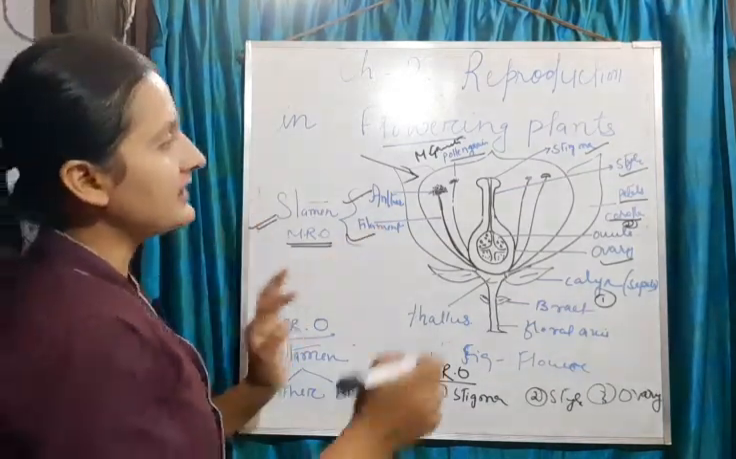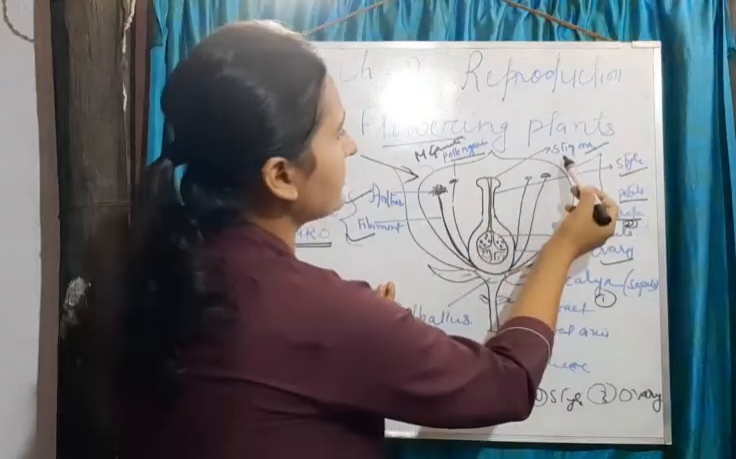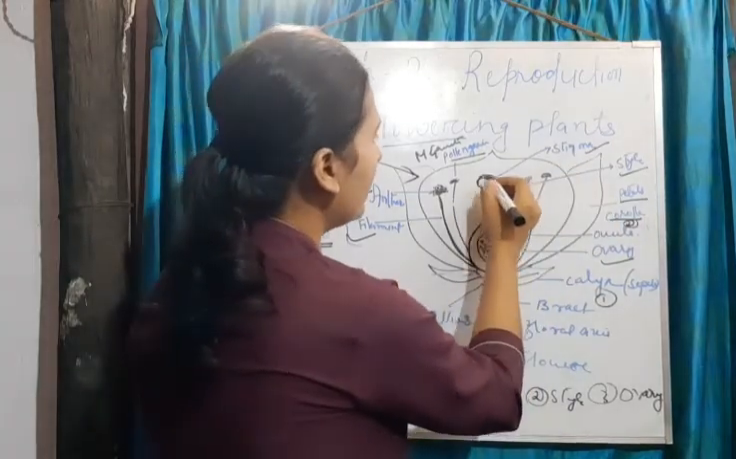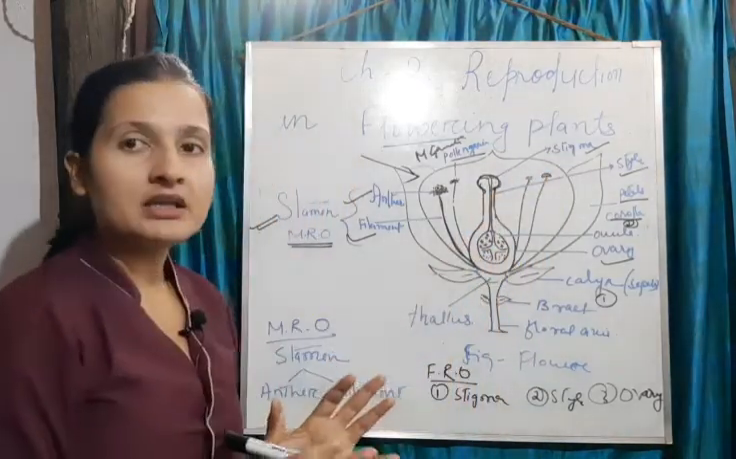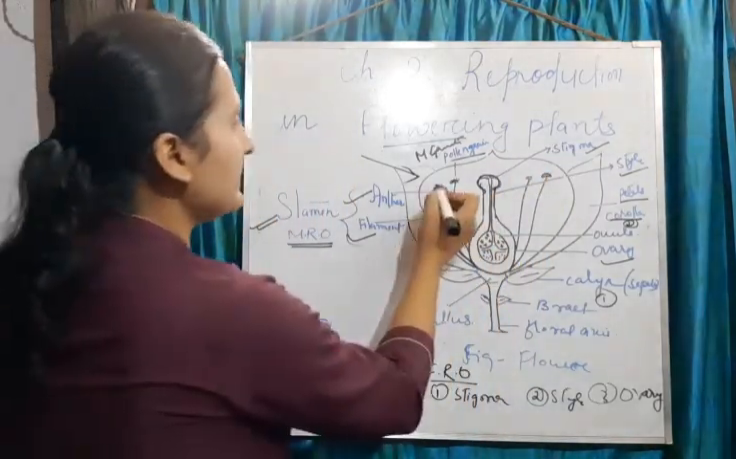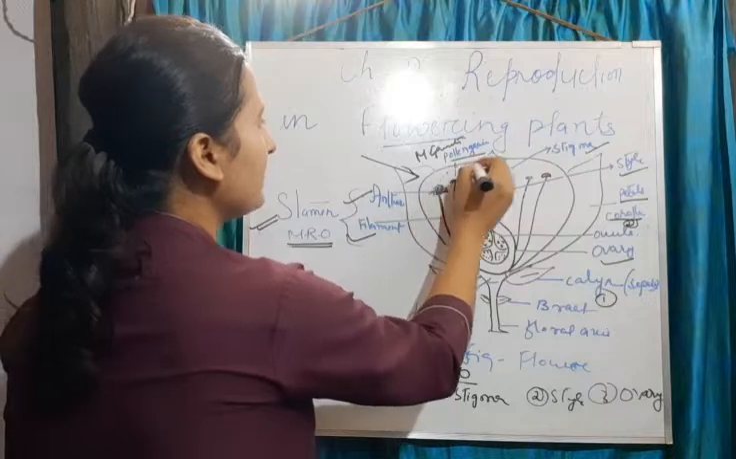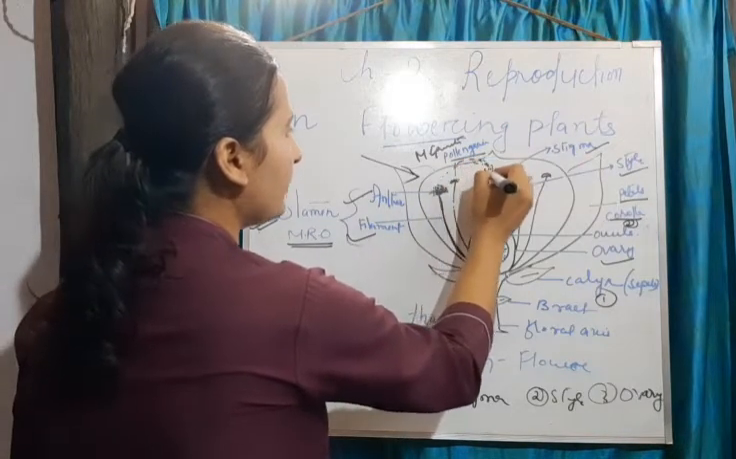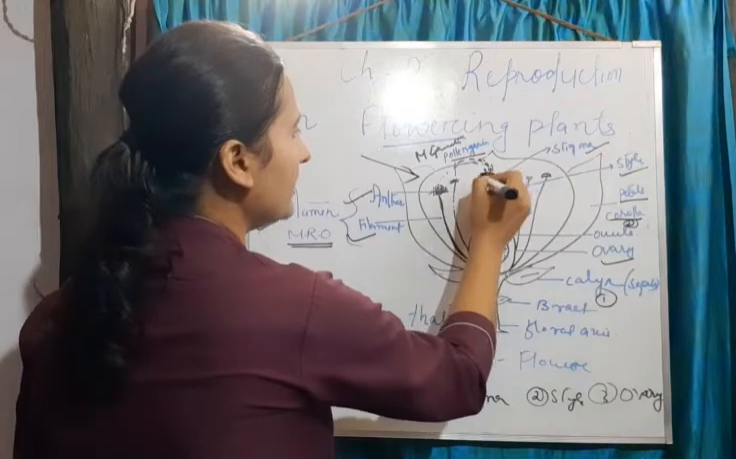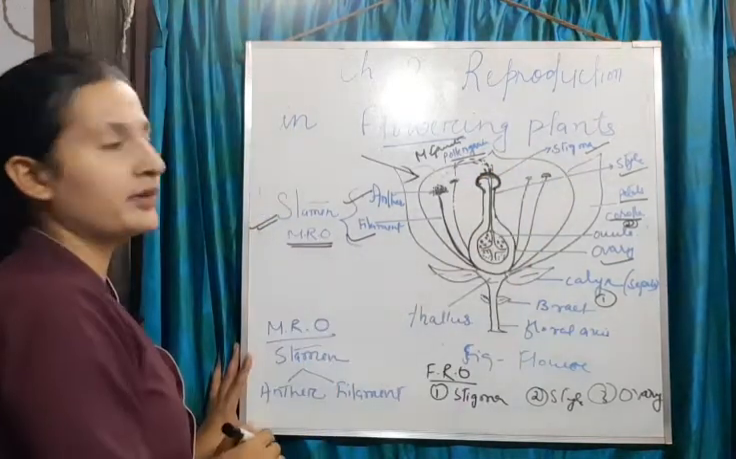Second is your pistil. Pistil consists of the stigma, which is this part. The role of the stigma is that it receives pollen grains. By some carrier, they will carry this pollen grain, and this pollen grain will be received by the stigma, right?